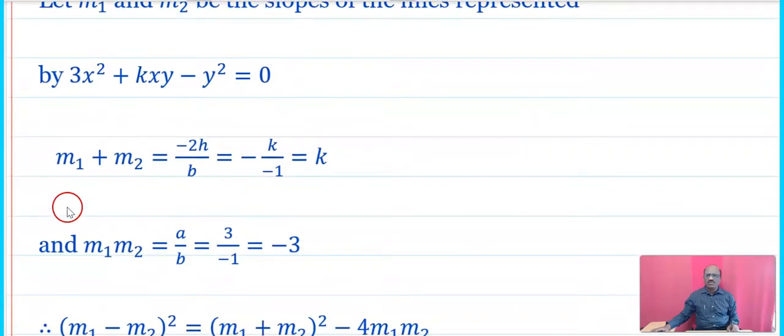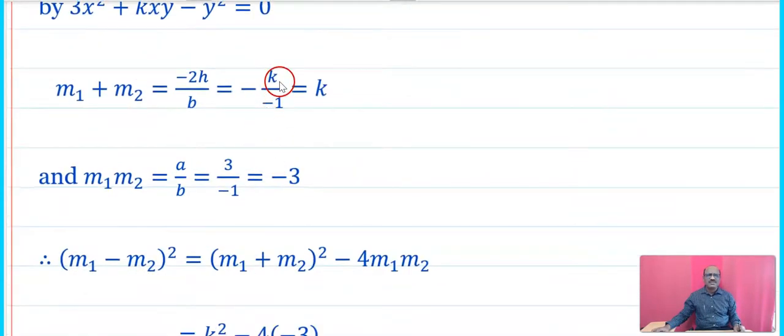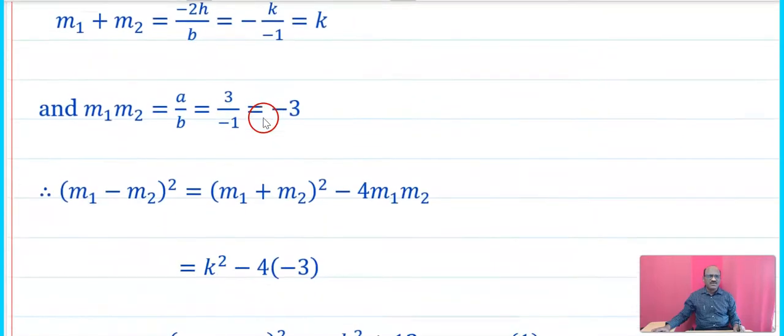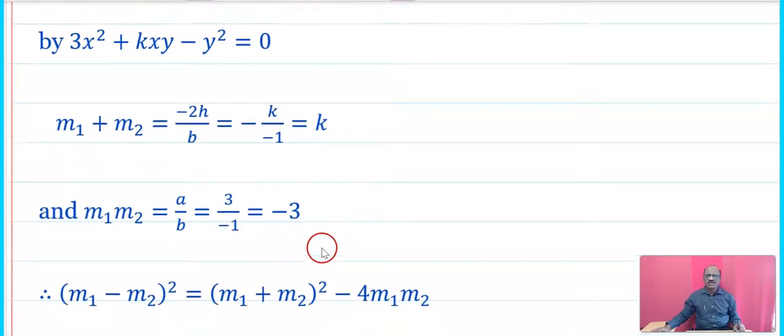Again, the sum of the slopes, that is m1 plus m2, is equal to minus 2h upon b, where the value of 2h is equal to k. That is minus k upon b, b is minus 1. Minus k upon minus 1, which is plus k. And m1 into m2 is equal to a upon b. The value of a is 3 and b is minus 1. Therefore, a upon b is equal to minus 3.